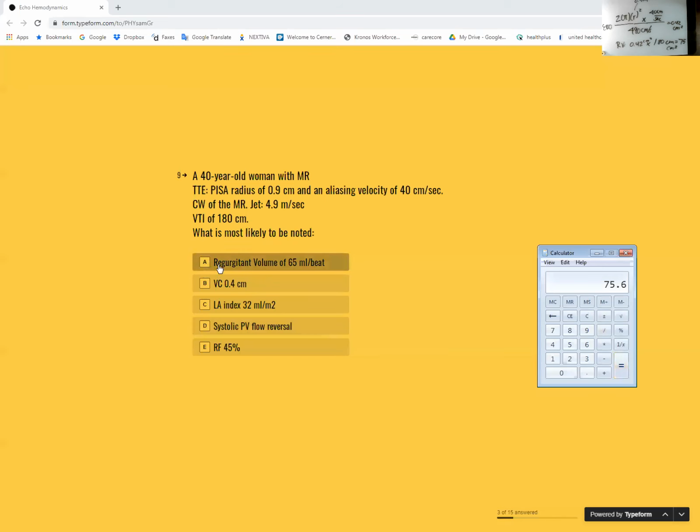So is this correct? A? No. Vena contracta 0.4, it should be bigger than that. That's mild to moderate, right? LE index of 32, no, it should be higher. That's pretty small, it should be higher. Systolic pulmonary vein flow reversal, yes. What's the regurgitant fraction in this case?